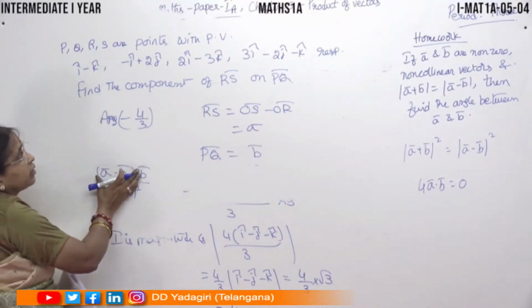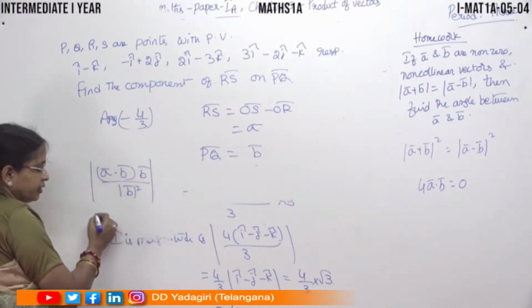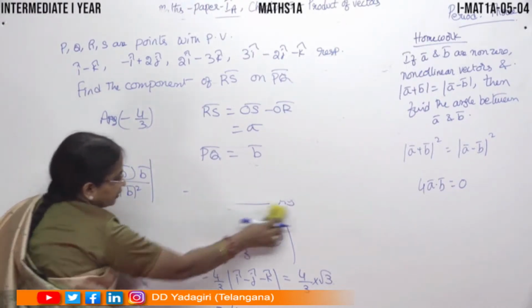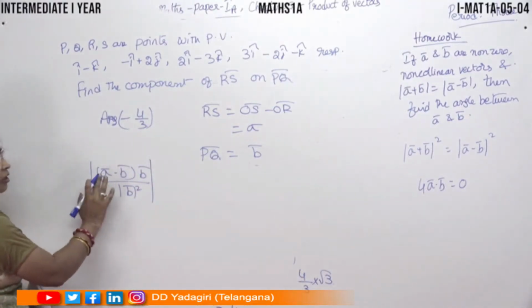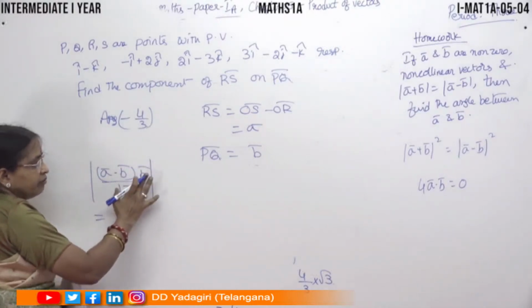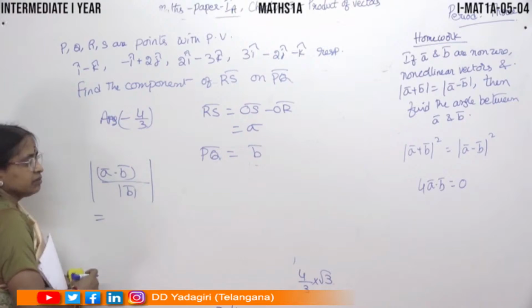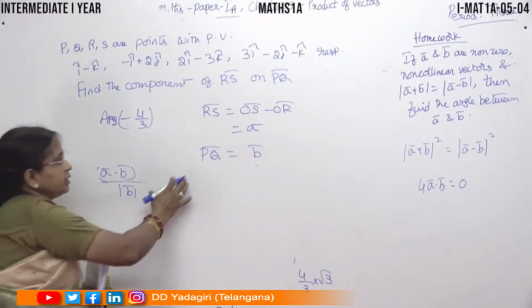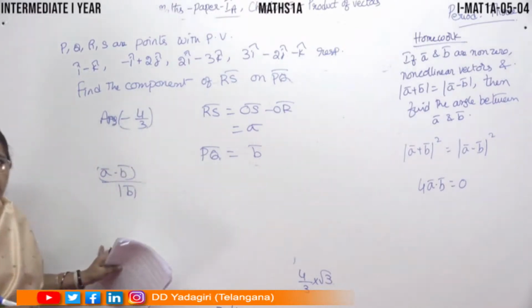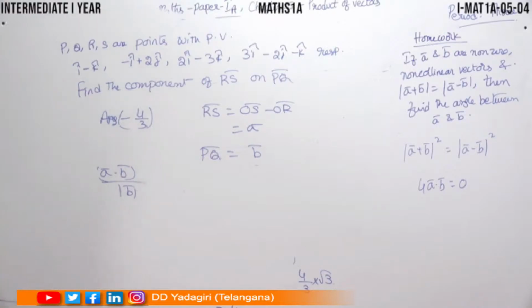This is the vector component, but he said only component. So I'll find the modulus of it. So what is the modulus of it? When you find the component of A on B, one mod B will get cancelled. So you will be finding this value. So A dot B by mod B. So that is your value, minus 4 by 3. You can try this problem. We'll continue in the next period.